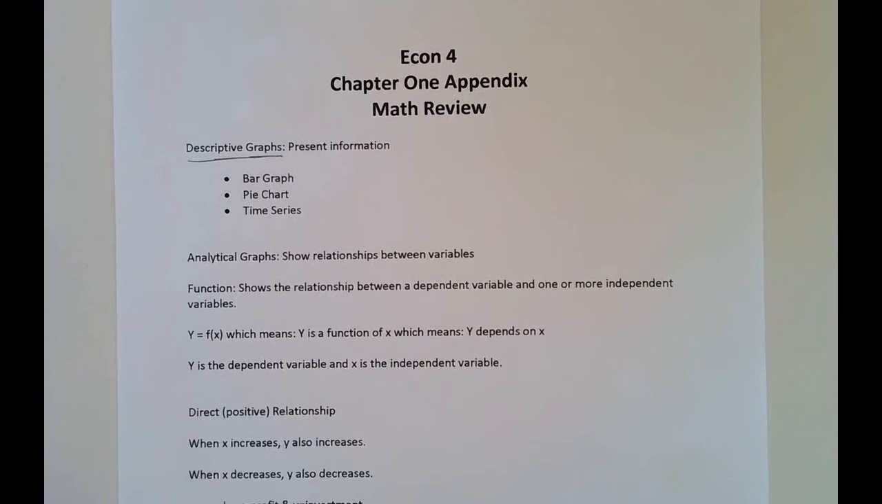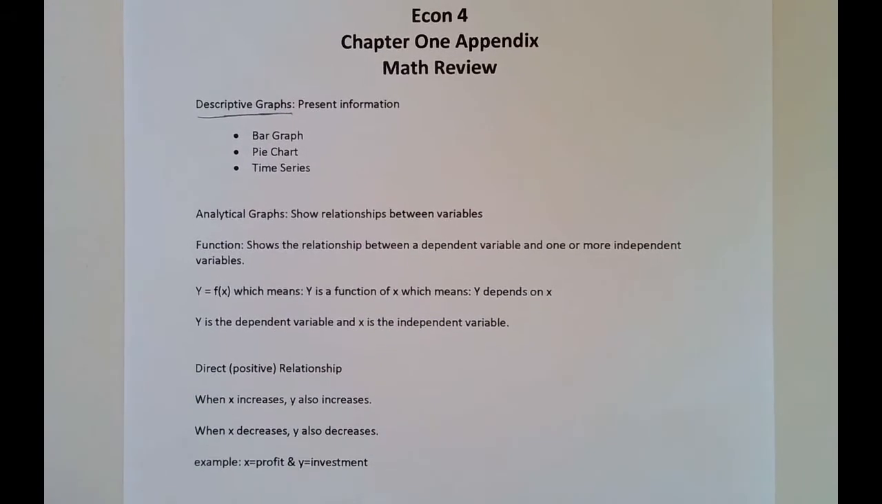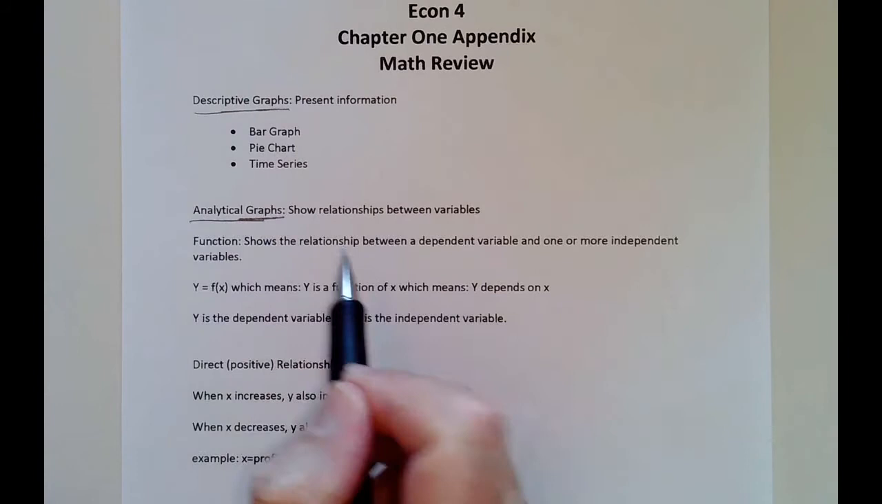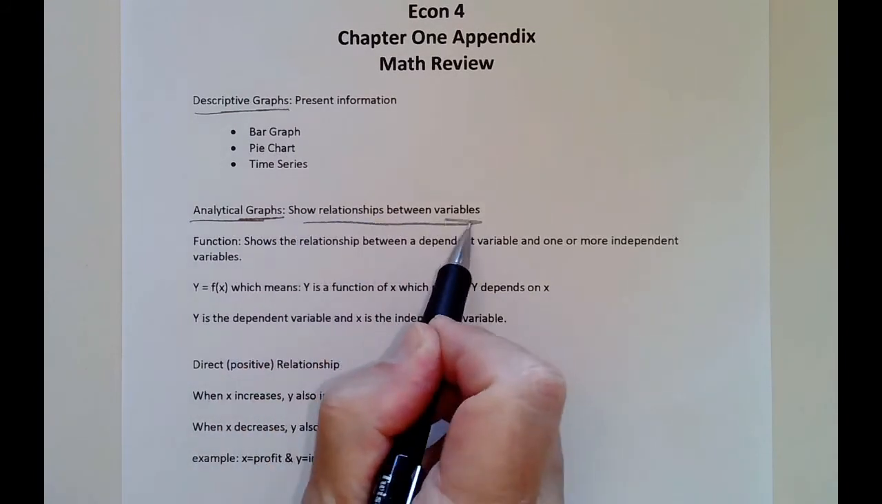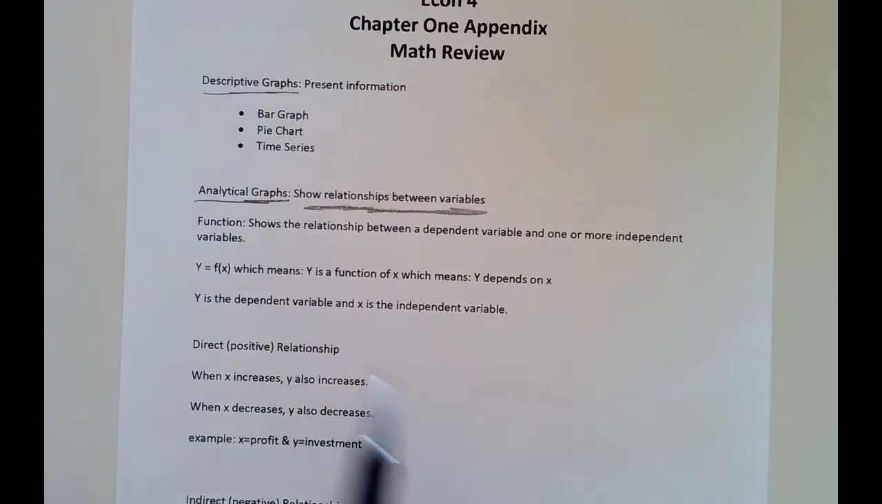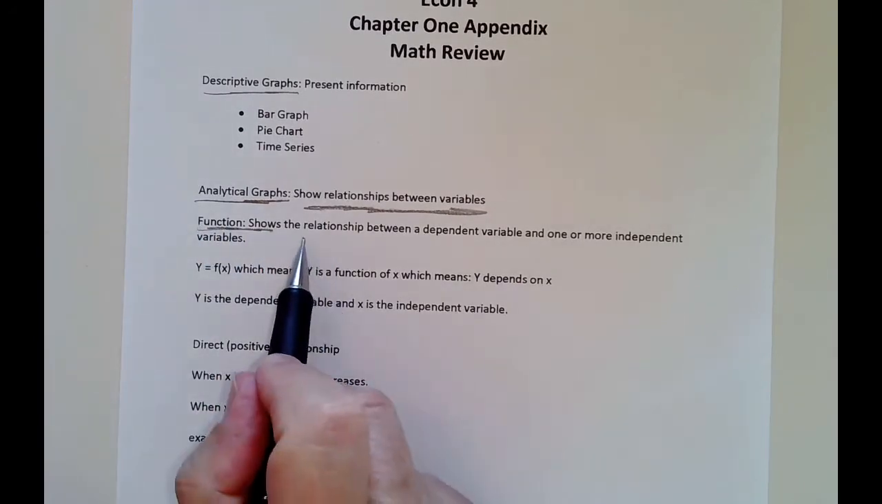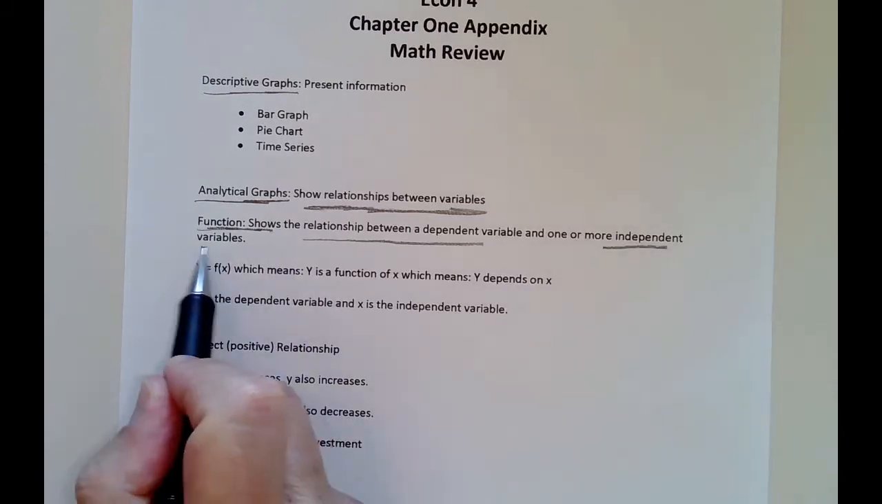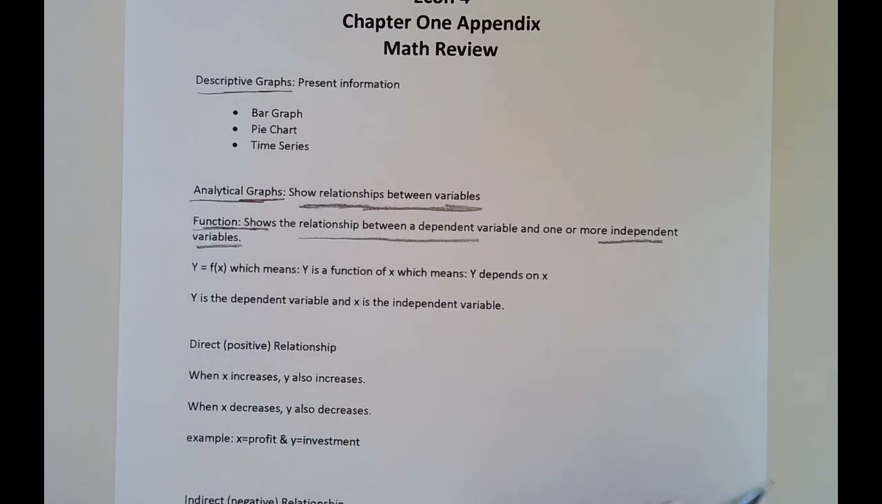The ones that are used to analyze cause and effect are known as analytical graphs. These ones show relationships between variables. A function shows the relationship between a dependent variable and one or more independent variables. So a function is what analytical graphs show. They show relationships, and a function is a relationship.